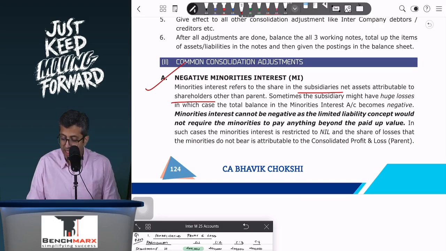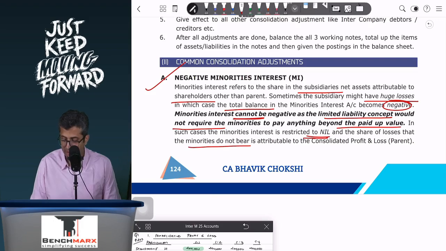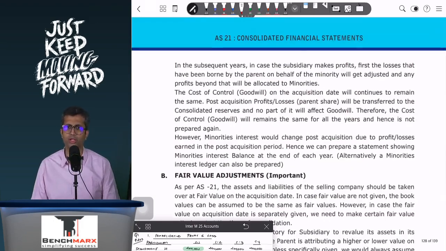than the parent. Sometimes the subsidiary might have huge losses, in which case the total balance of minorities becomes negative. Minorities interest cannot be negative because of the limited liability concept; it would not require the minorities to pay anything beyond the paid up value, or face value rather. In such cases, minorities is restricted to nil, and the share of losses of the minorities that they don't bear is attributable to the consolidated P&L of the parent.